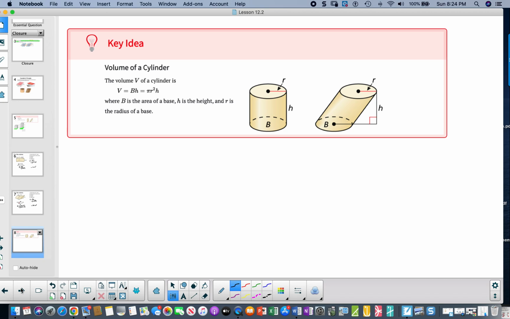The volume of a cylinder is very similar to that of a prism. In fact, it's easier because the shape of the base doesn't change. It's always a circle. So a lot of us write pi r squared instead of the big B.